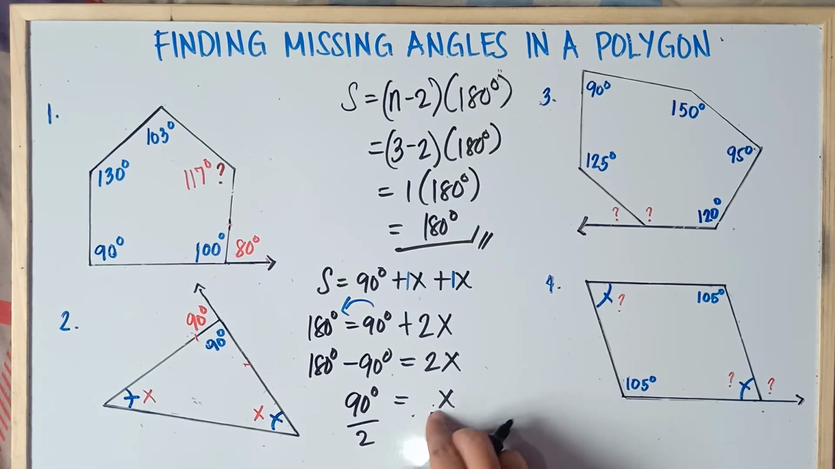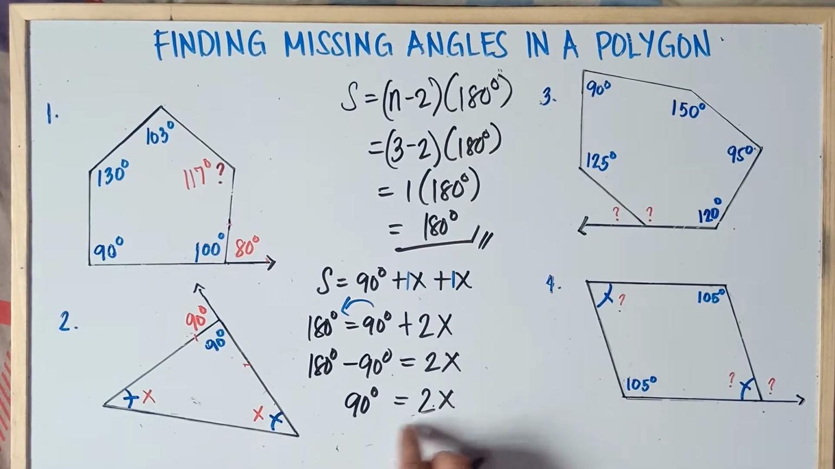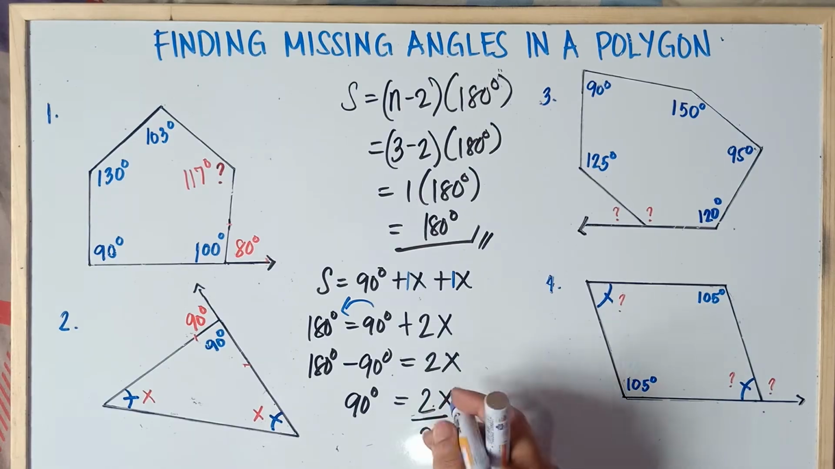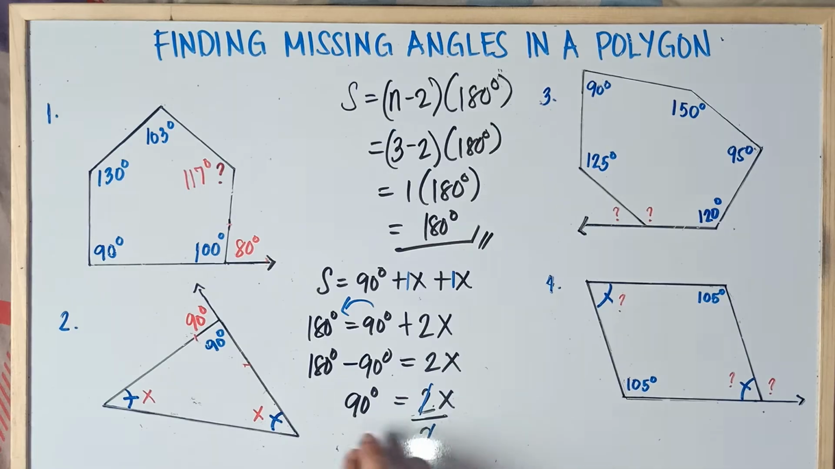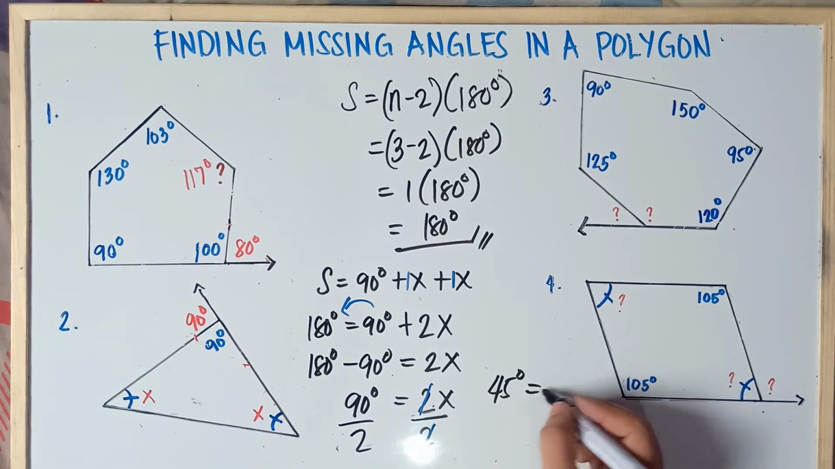Once again, class, this is 2x, right? To get the value of x, you need to divide both sides by 2. Why is that, sir? So that the remaining equation will be only x, because 2 divided by 2 is 1. We can cancel this out. Once you divide by 2 on one side, you also do that on the other side to make the equation balance. So 90 divided by 2 would be 45 degrees equals x.